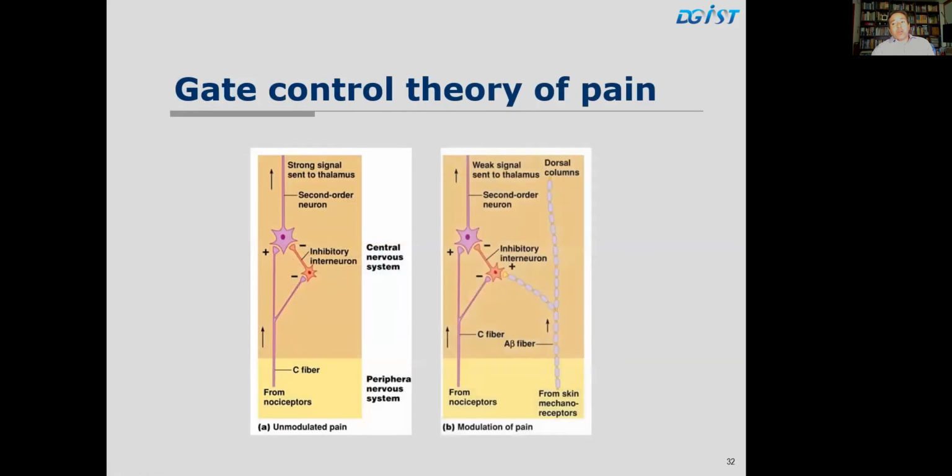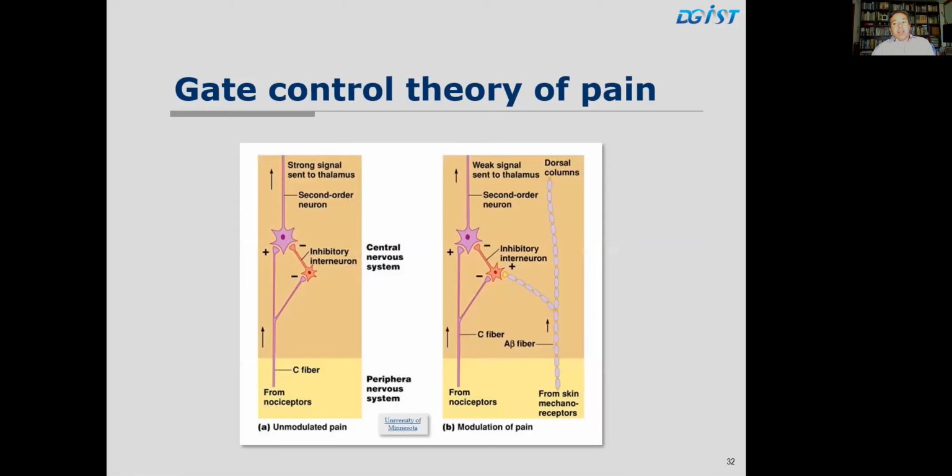So the gate control theory of pain is, if you have unmodulated pain, you have these C fibers delivering this dull ache, which is usually the pain that really bothers people over extended time. It's chronic pain. Those C fibers deliver this strong signal to the thalamus. You have stimulation of the secondary neuron, second order neuron going to the brain, and some inhibition of the inhibitory neuron.